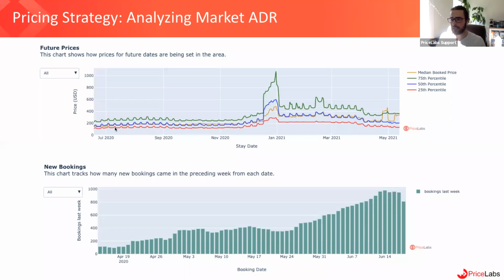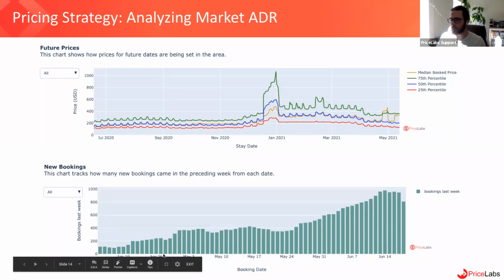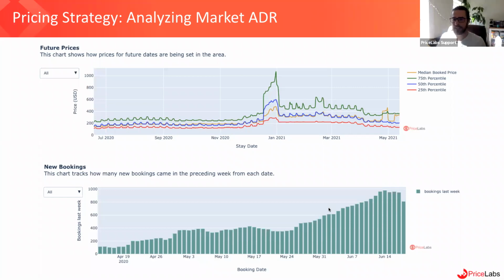One thing that we don't currently show are historic prices. It would be great to see where average prices were 2 months ago, 3 months ago, so you can see how that changed during COVID. But one way to supplement that is this new bookings chart right here. New bookings basically shows the volume of new bookings that occurred each week for the past, I believe, 3 months or so. As we see demand greatly increase in this market and more and more people are booking, that's typically a sign that prices should be going up with this higher demand.